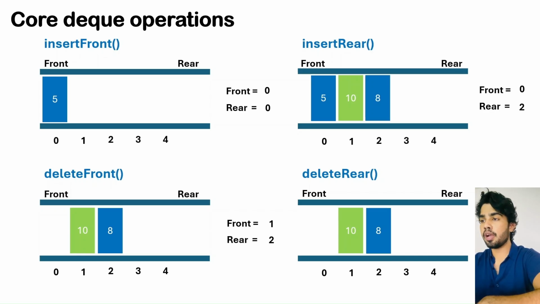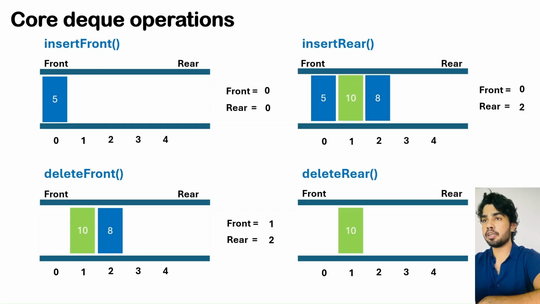Next, we look into the delete rear operation. When using this operation, I can delete elements from the rear of the deque. So I delete the element 8 from the deque while using this operation. When I do it, the index of rear becomes 1.